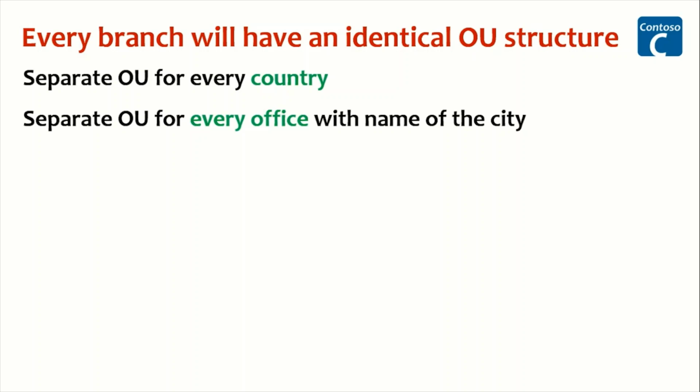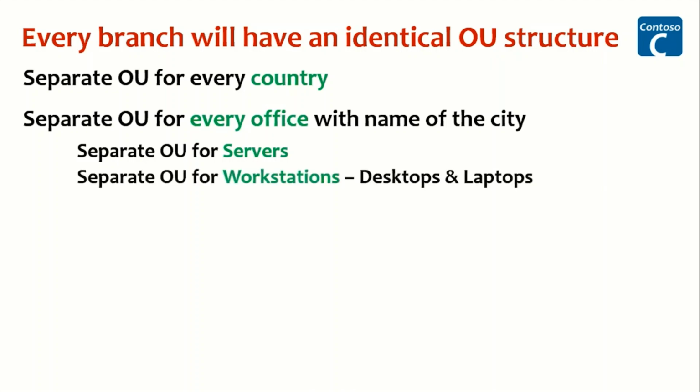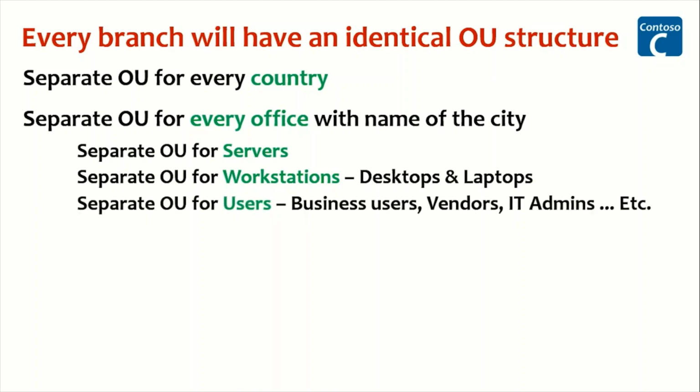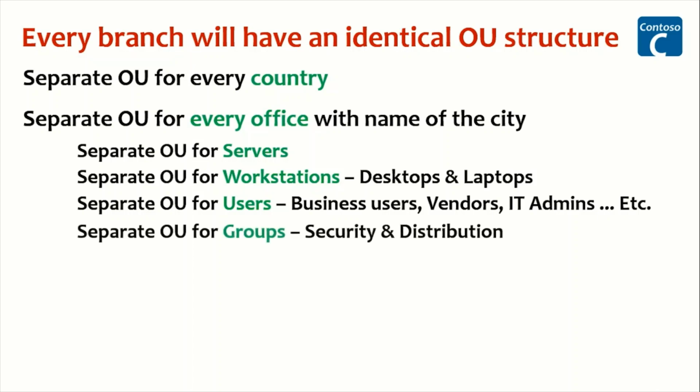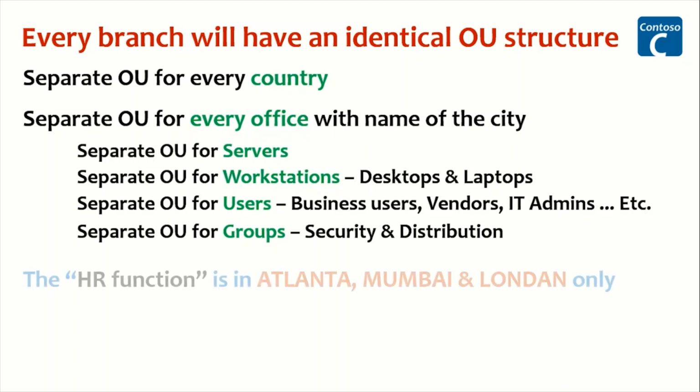Separate OU for every office with the name of the city. Separate OU for servers under that particular office. Separate OU for workstations, desktops and laptops under that particular office. Separate OU for users, that is business users, vendors, IT admins, etc. Separate OU for groups, security and distribution. So these four will be under the office.